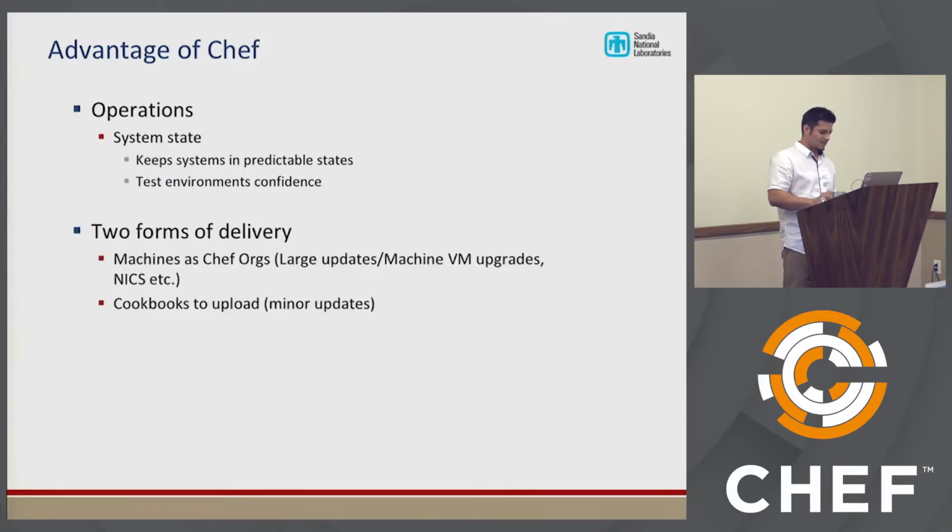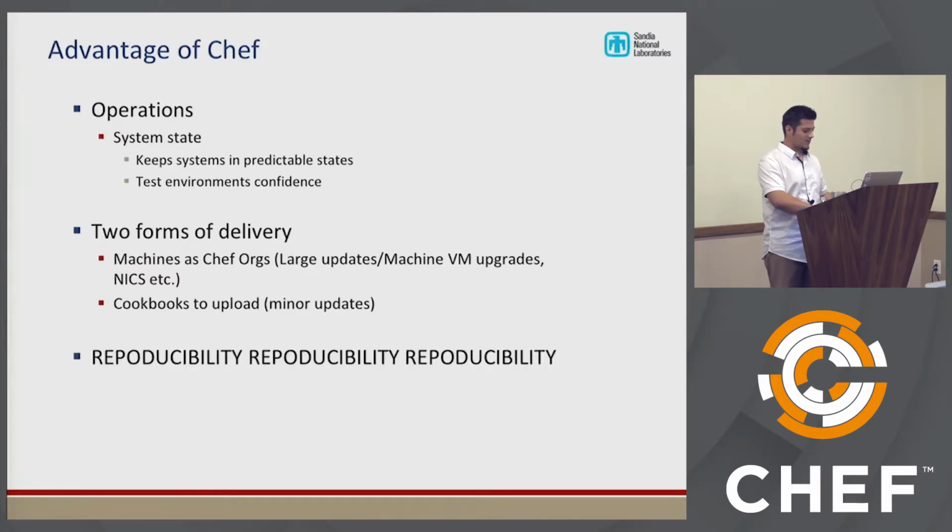Cool thing about this too is that now we have two forms of delivery. We can deliver large updates. We can deliver machine organizations, Chef organizations, as virtual machines already ready to go and running, or we can deliver small updates by just adding cookbooks and just shipping the cookbooks to the customers. Reproducibility. I think that's pretty obvious with Chef. That's not just for our project, that's just Chef in general.